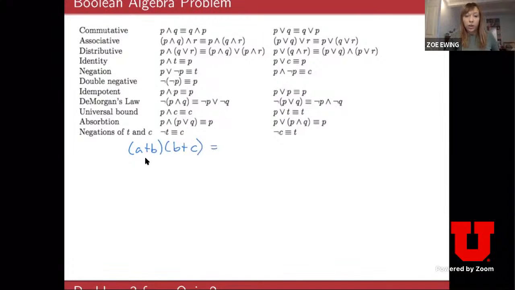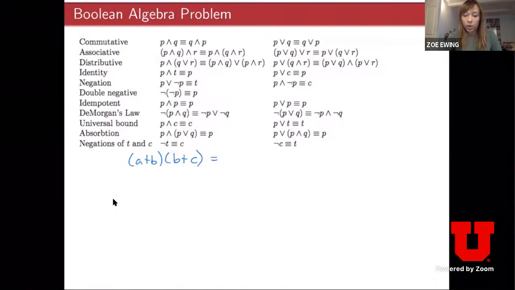So we can use the distributive property to kind of split this up. So instead of using the reverse of the distributive property, we can just use a slightly more complex version of the distributive property, and we can write it as A plus B times B, and then add that to A plus B times C. And that's using the distributive property.